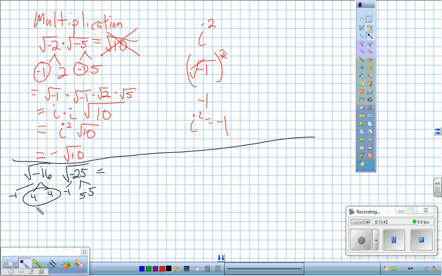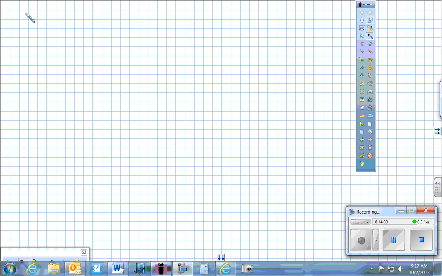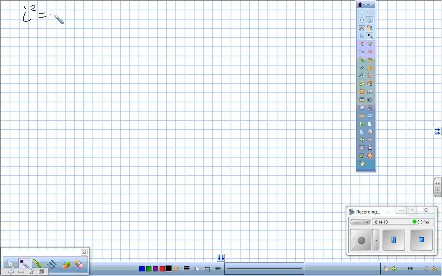So again, I have two negative 1s, so that will give me the i squared on the outside. I have a pair of 4s, so times 4, and I have a pair of 5s, so times 5. i squared really equals negative 1. So I will say negative 1 times 4 times 5, which equals negative 20. And that's what my answer would be for that one. Okay, I'm going to write i squared equals negative 1 up at the top, so we just remember that.